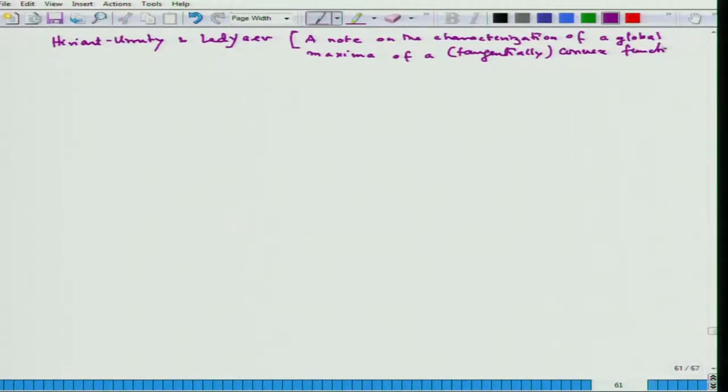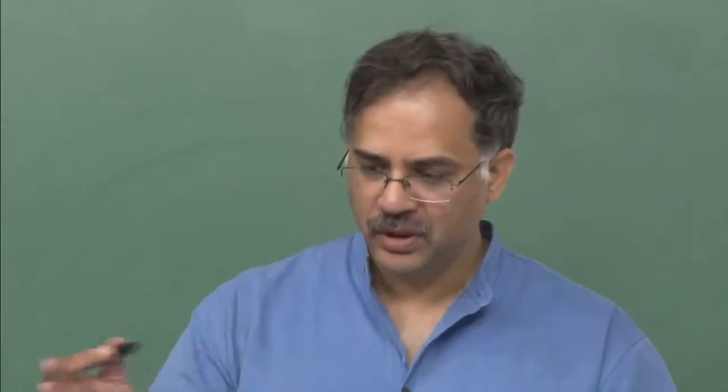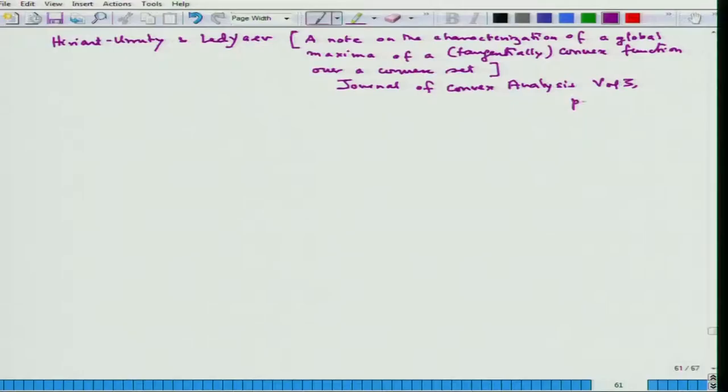Convex function over a convex set. Now, this paper was published in Journal of Convex Analysis, in volume 3. Every journal has a volume, and every volume has some numbers, and then papers are published in each of these numbers in a particular volume. I am not writing the numbers, but just the volume, because that is the traditional way to write. Pages 55 to 61, and it was published in 1996. So, my paper was published almost 10 years later, but dealt with slightly different things.